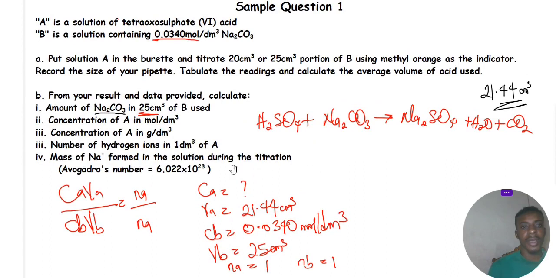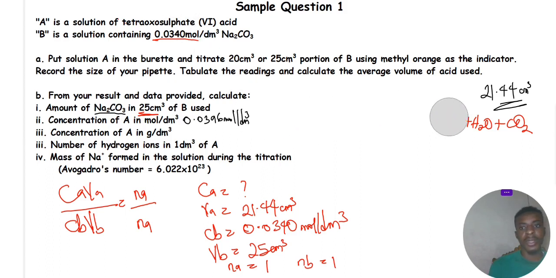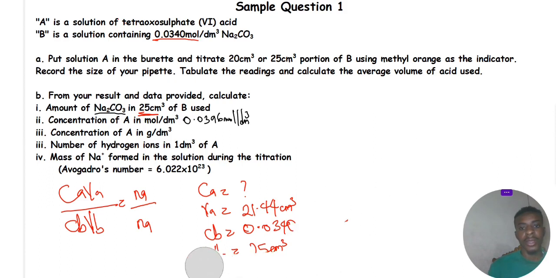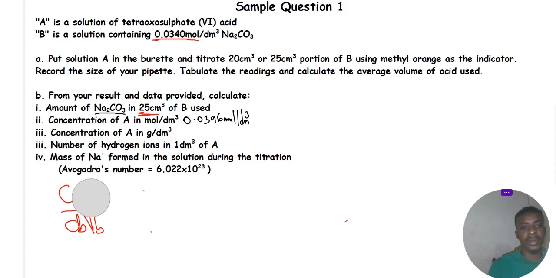Okay, so our concentration here becomes 0.0396 mole per dm cube. Take note of that. So we'll go back to the next calculation there. It says we should calculate the concentration of A in grams per dm cube.